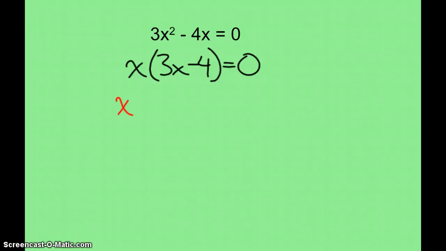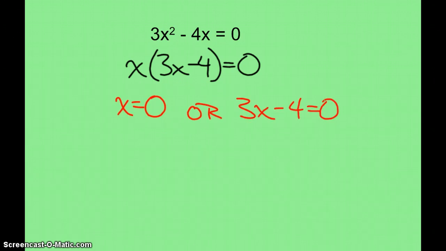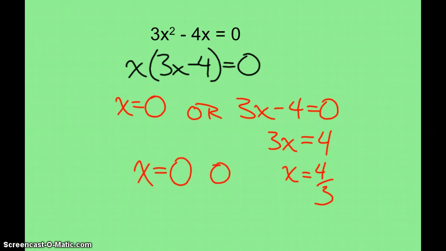So we would say x is equal to 0, or 3x minus 4 is equal to 0. Now thankfully that x was by itself, so that means x equals 0 is one of our answers. So we only have one equation to solve now. We add 4 there. So 3x minus 4 equals 0 is changed into 3x equals 4. We divide by 3, and x is going to be 4/3. So our two solutions then, x equals 0 or x equals 4/3.